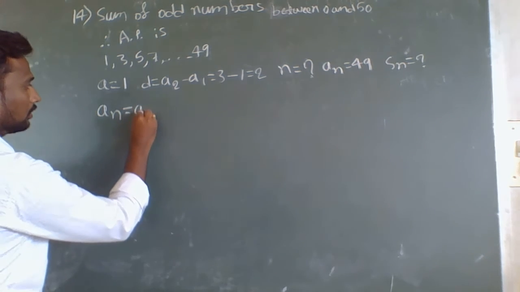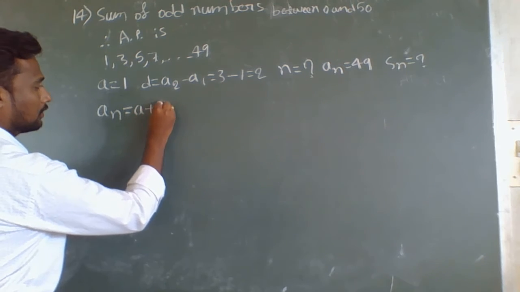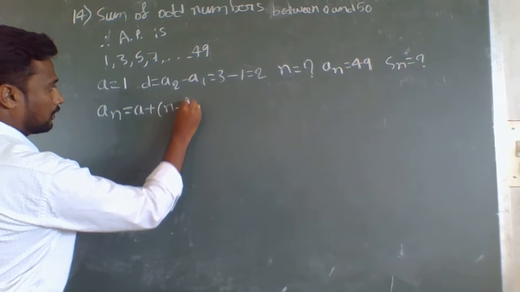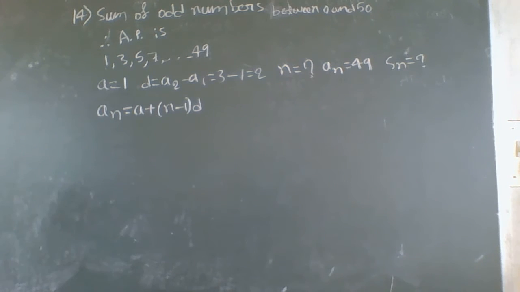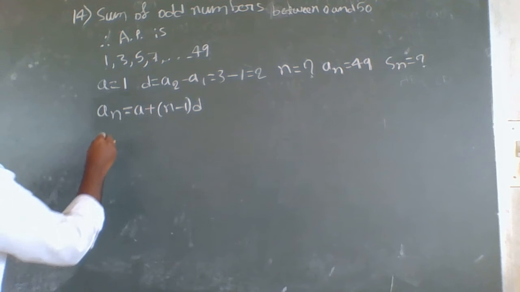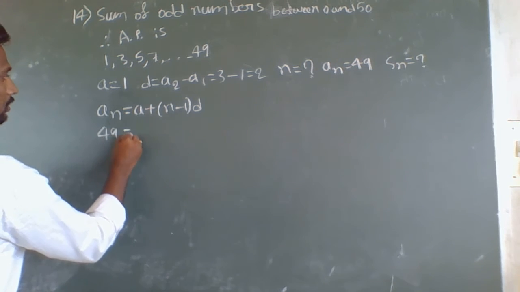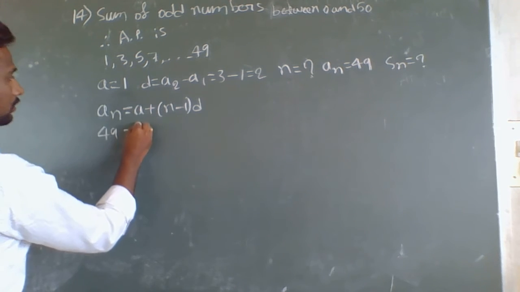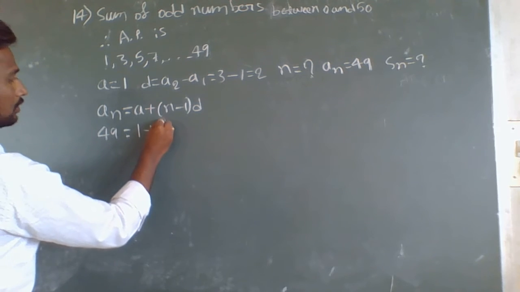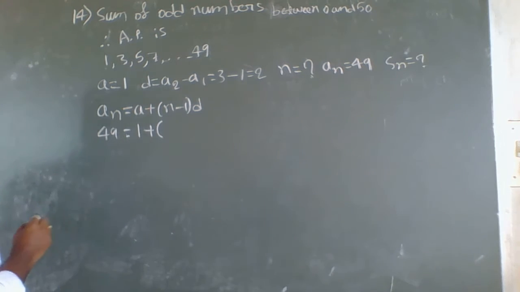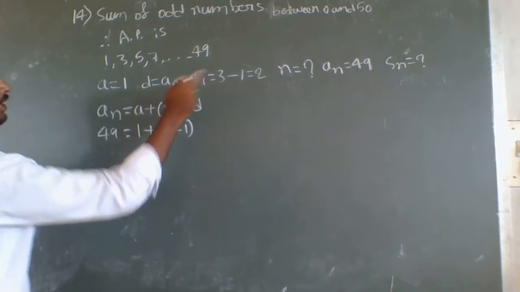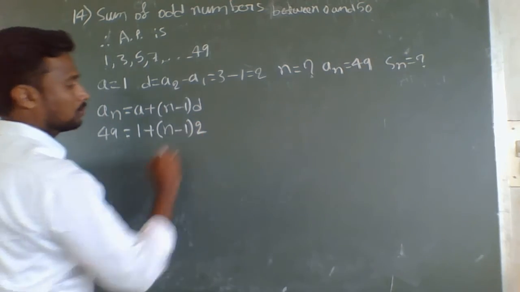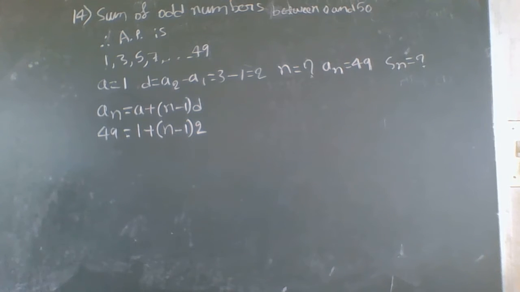What is the formula? an is equal to a plus n minus 1 into d. So here we have the value of an, which is 49, is equal to the a value, which is 1, plus, and we have to calculate this n value. Therefore n minus 1, and the d value is 2. So now by using all these values we can calculate the n value.